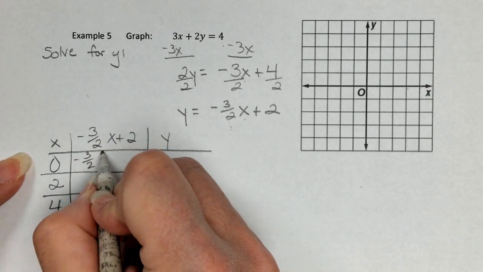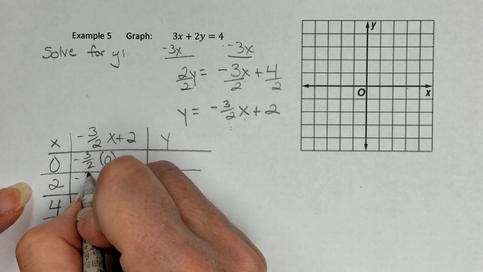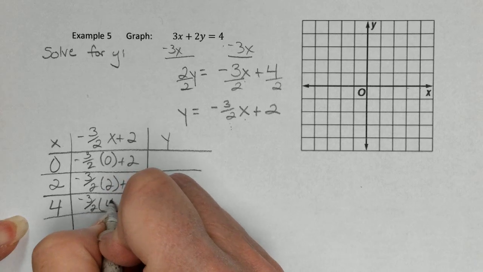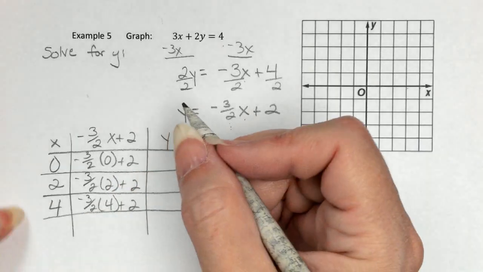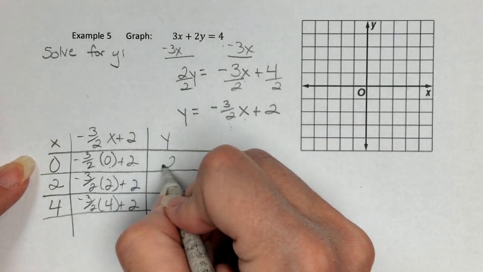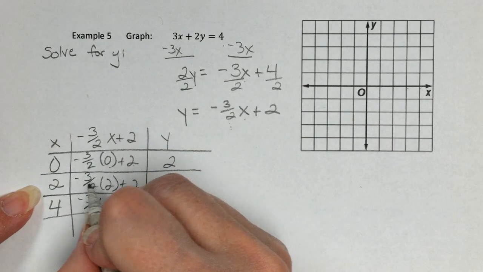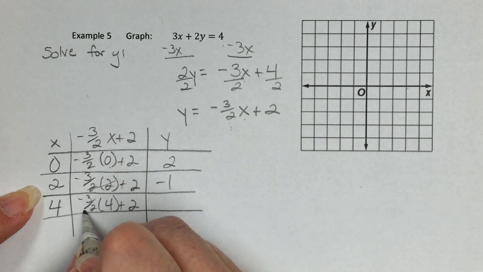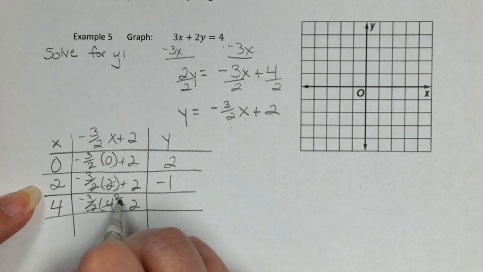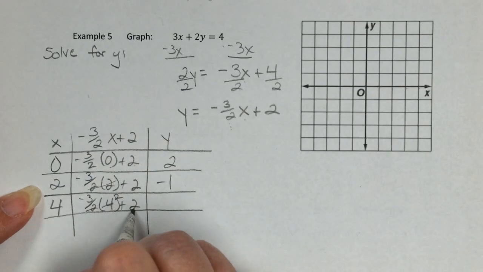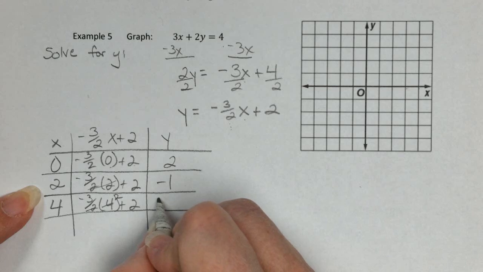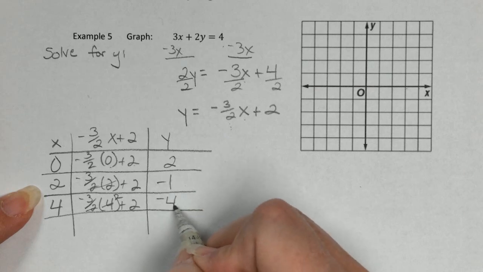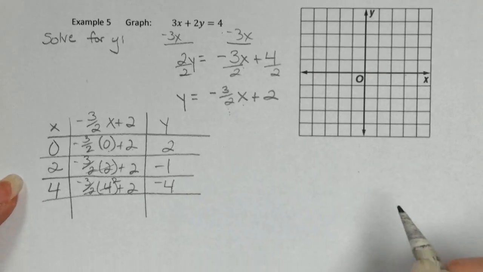So negative 3 halves times 0 plus 2. Negative 3 halves times 2 plus 2. Negative 3 halves times 4 plus 2. Okay, so 0 plus 2 is 2. Those 2's cancel. I have negative 3 plus 2 is negative 1. Okay, so that reduces. I have negative 6 plus 2 would be negative 4. These are going down 3 each time, so I have a pattern, which I want.